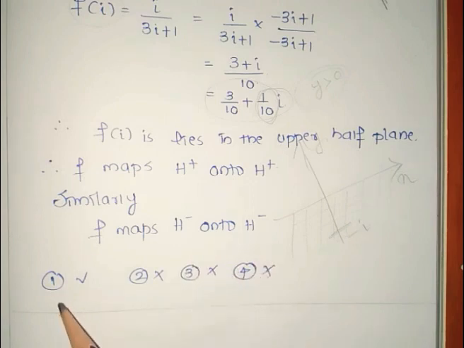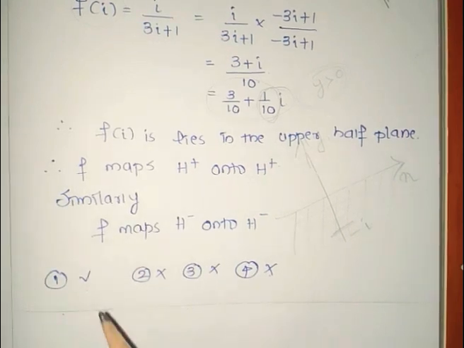So from these options, our first option is the correct option, because it says that f maps H plus to H plus and H minus to H minus. So our first option is correct, and the remaining options are false. So the correct option of this question is option number 1.